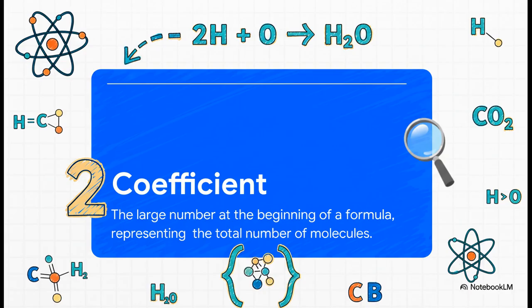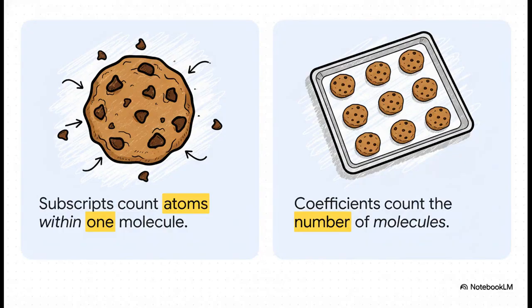So the coefficient is that big number you see way out in front of the whole formula. If our subscript tells us the ingredients in the recipe, the coefficient tells us how many times we're making the entire dish. It applies to everything that comes after it. And this is the key difference you gotta remember. Subscripts, the little numbers, tell you what's inside one single molecule. Coefficients, the big numbers out front, tell you how many total molecules you're dealing with. It's like the difference between knowing the ingredients for one cookie versus knowing you've got a whole batch of cookies.